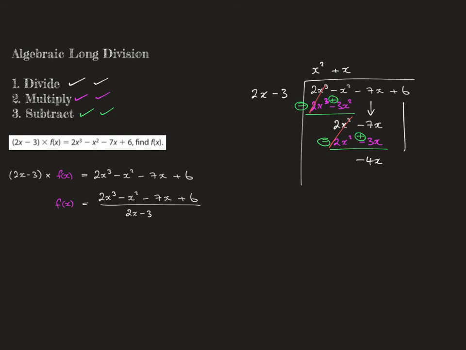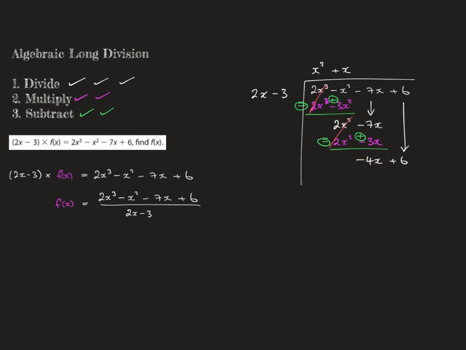Again, I'm going to have to bring down this term here, which is a plus 6. So that's my second cycle done. You can see there that I've completed 2 cycles. Because it's a cubic, it'll have 3 cycles. So I'm going to start the third cycle now by dividing. So I'm going to see how many times 2x divides into minus 4x.